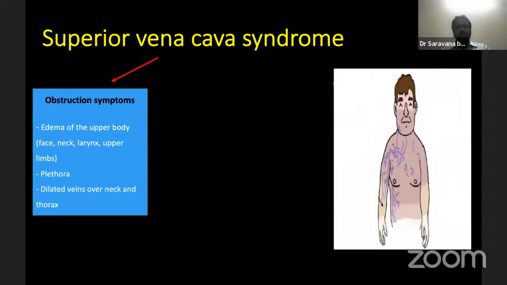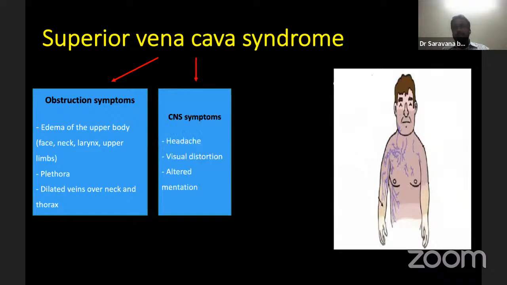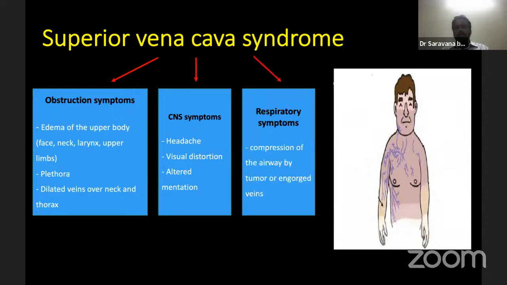As I already told, compressing the trachea gives airway symptoms, and compressing the superior vena cava, these patients may land up in superior vena caval syndrome, which is characterized by obstructive symptoms like edema of the upper body, like face, neck, larynx and upper limbs, and dilated veins over the neck and thorax. And there may be CNS symptoms because the venous drainage is reduced. So the patient may develop cerebral venous edema. That may cause headache, visual distortions, and altered mentation due to the increase in ICP, because the venous drainage from the brain is affected by the compression of the superior vena cava. And respiratory symptoms may occur due to compression of the airway by the tumor or the engorged veins. If the veins are very much engorged because of the obstruction of the SVC, they may sometimes compress the trachea and cause respiratory symptoms.